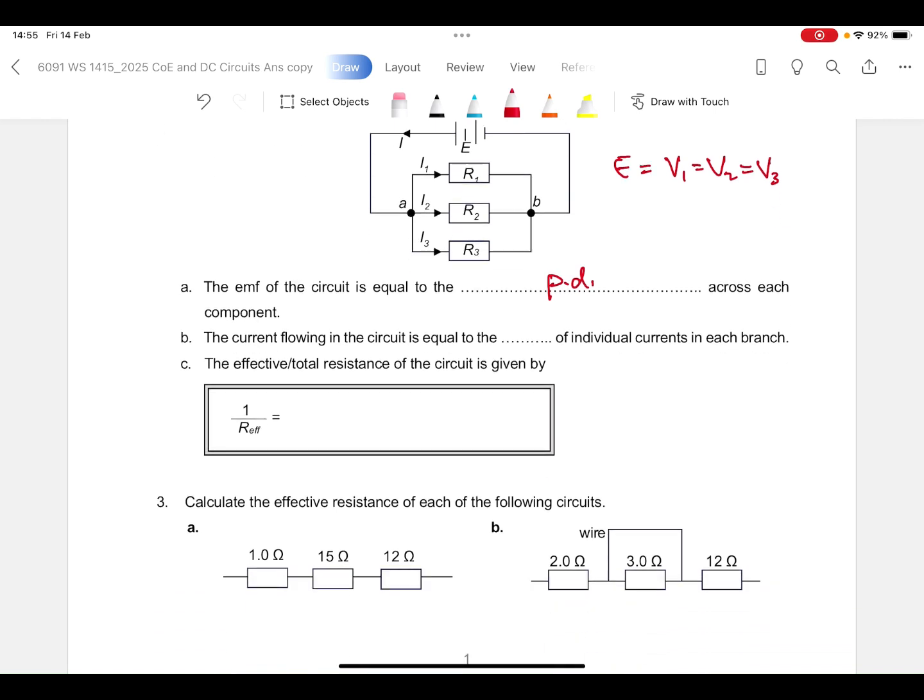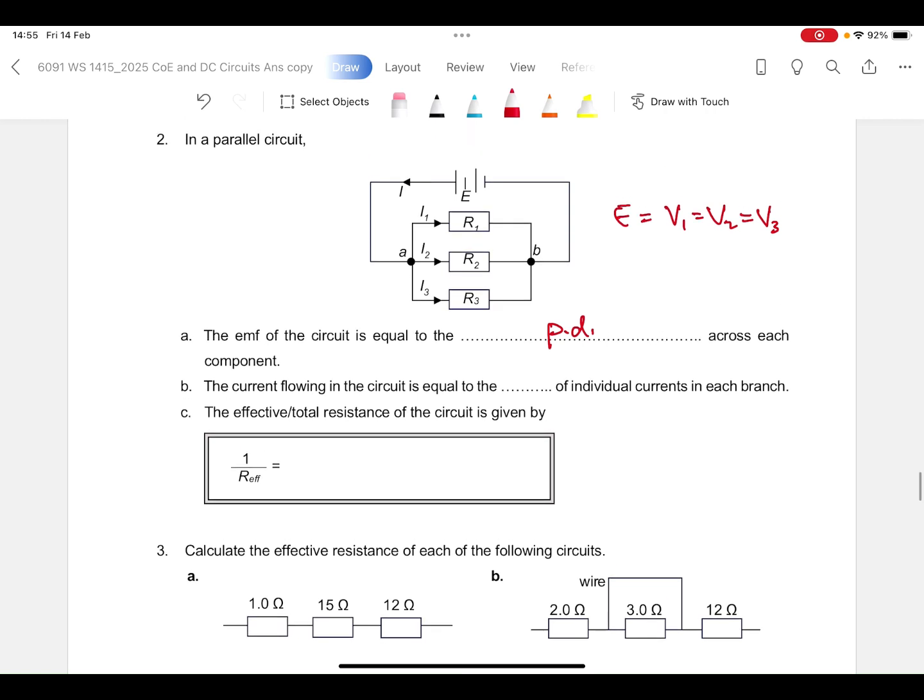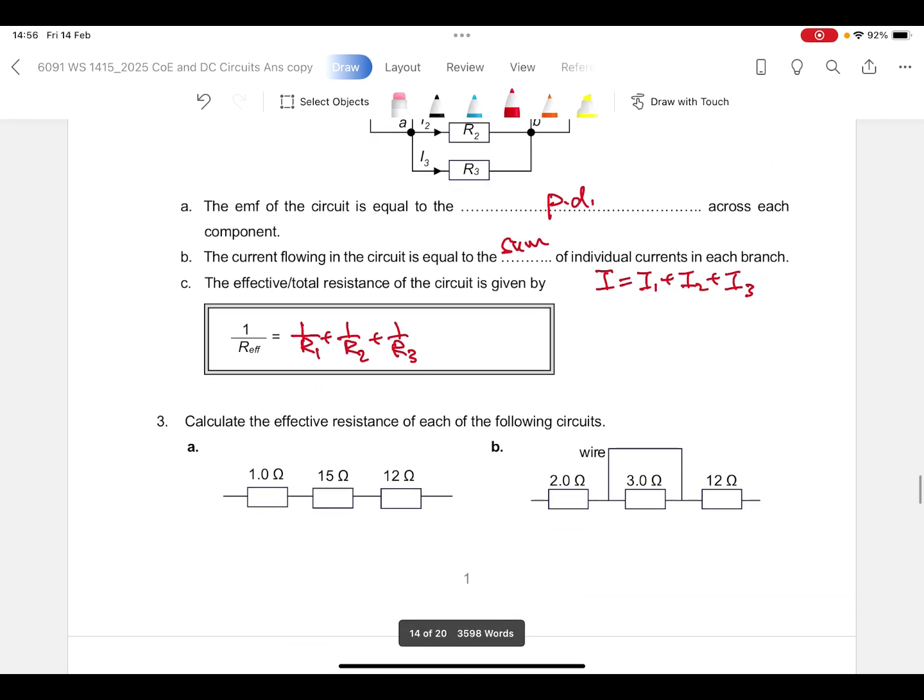The current flowing in the circuit is equal to the sum of individual currents in each branch, I1, I2, I3. So I can write it as I is equal to I1 plus I2 plus I3. Effective resistance, 1 over R is equal to 1 over R1 plus 1 over R2 plus 1 over R3, depending on the number of branches there are.